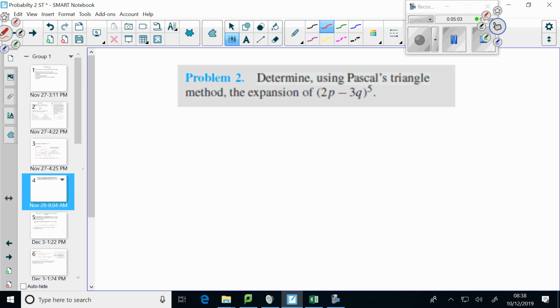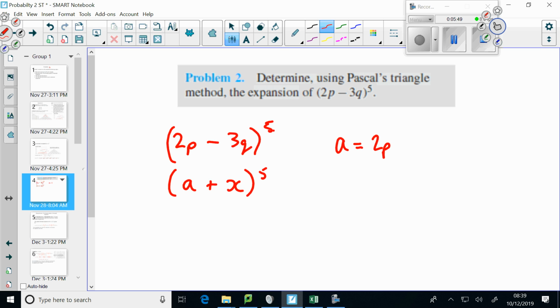So let's have a look together at a problem determined by the Pascal's triangle method, the expansion of 2p minus 3q to the power of 5. If we compare 2p minus 3q to the power of 5 with a plus x to the 5, we could say that a is equal to 2p, and we can say that x is equal to minus 3q.